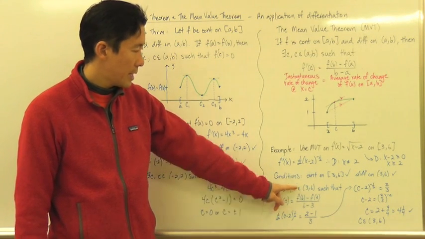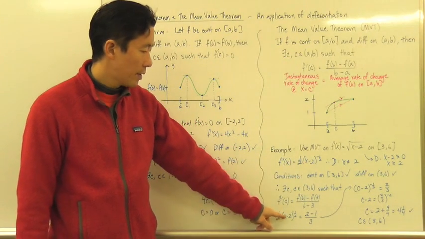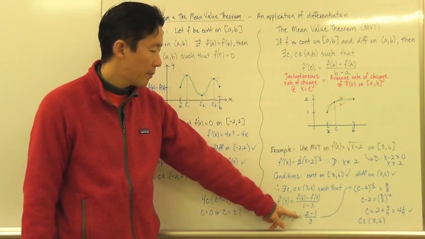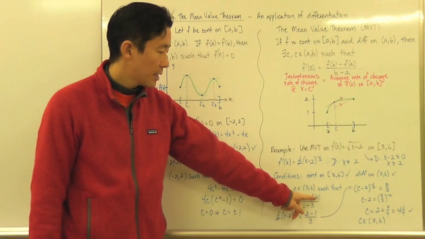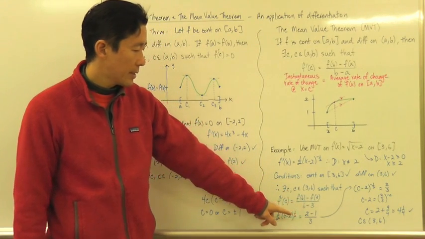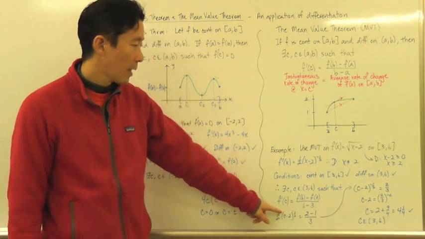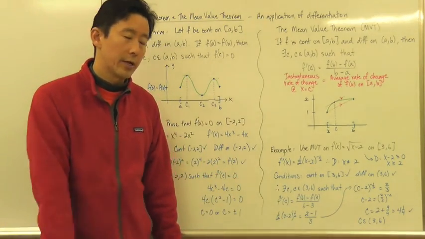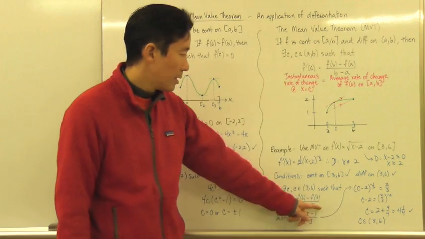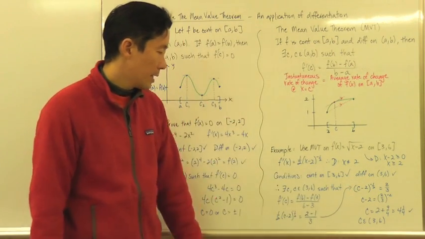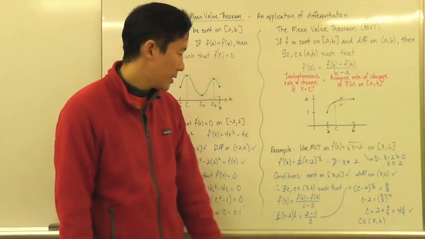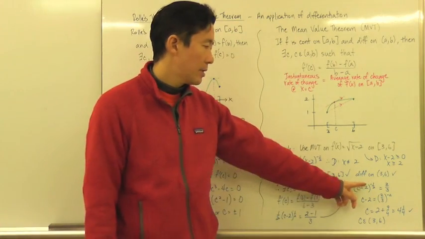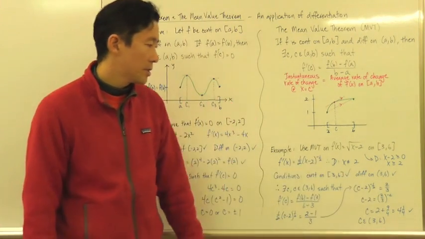So f prime of c is going to be 1/2 (c minus 2) raised to the negative 1/2 power, which is equal to (f of 6 minus f of 3) divided by (6 minus 3), which is going to be 1/3. Now, of course, we wanted to go further than this, as we want to find out what those values of c are. So if we solve for c, we need to say that (c minus 2) to the negative 1/2 is equal to 2/3.